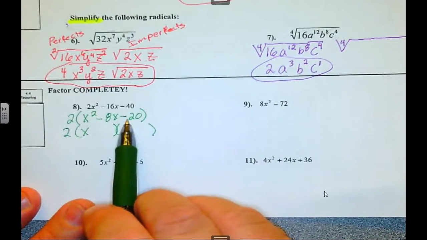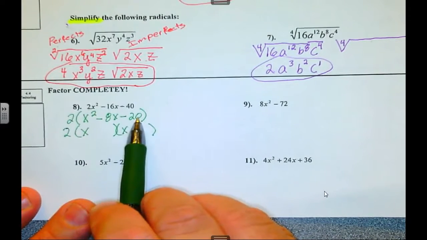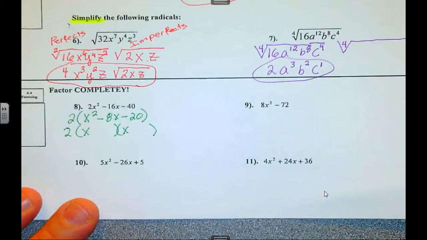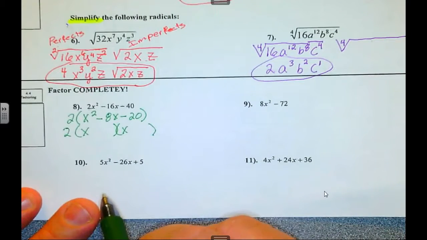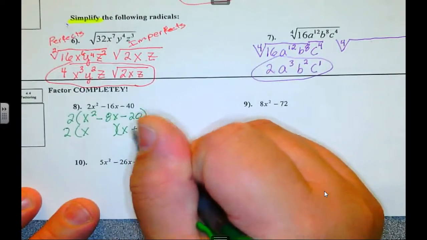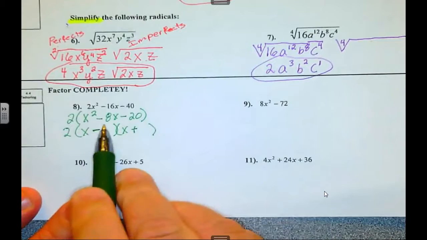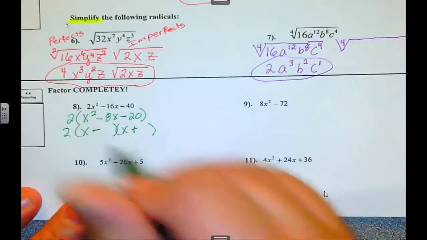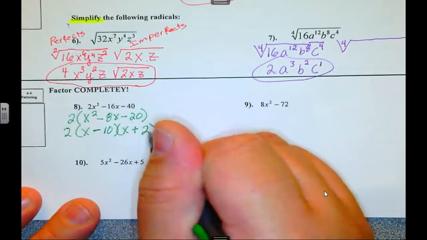I need 2 numbers to multiply to negative 20 and add up to negative 8. That's a minus sign, so one has to be positive, one has to be negative. I want the bigger number of the factors of 20 to be negative. I'm going to use 10 and 2.